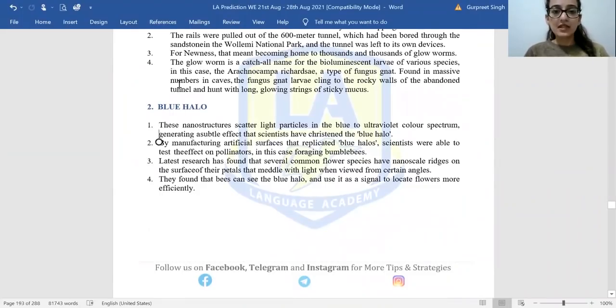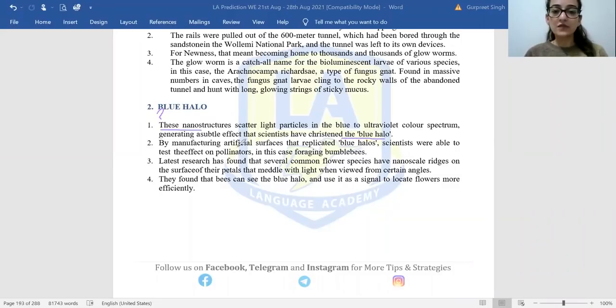So the second one says these nanostructures. Your first question should be where they have introduced nanostructures to us. They scatter light particles in the blue to ultraviolet color spectrum, generating a subtle effect that scientists have christened the blue halo. Another important thing that they have marked is the blue halo.